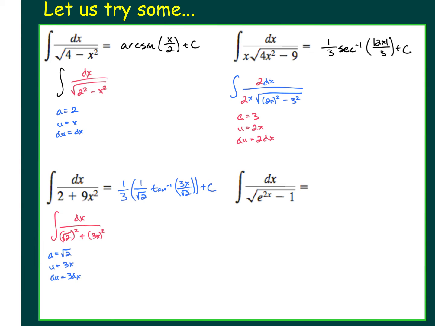All right, let's look at this next one. We have the integral of dx over the square root of e to the 2x minus 1. Now, before we get too far, what's it going to be? Is this an arcsine or an arcsecant?